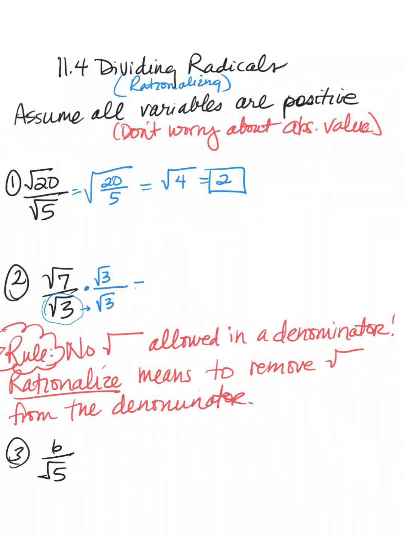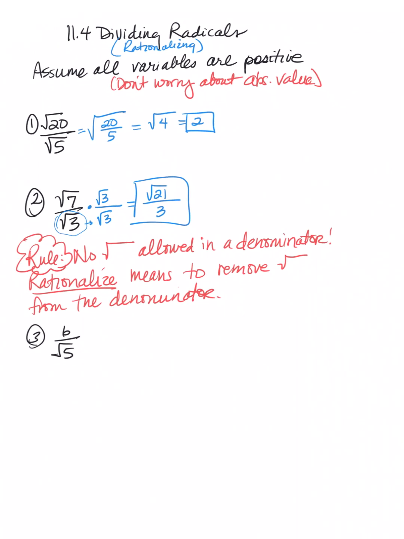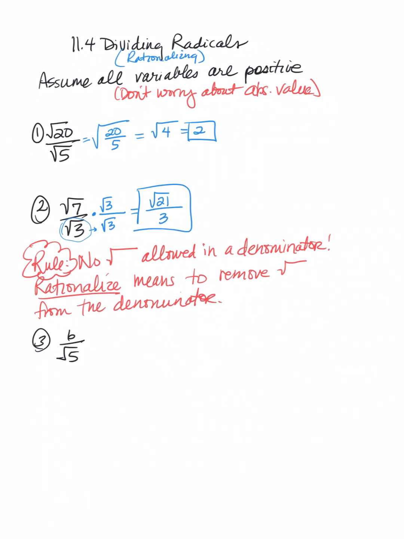So then we complete this. Under the radical, we multiply. We get the square root of 21 over 3. The 3's pop out; there are two 3's and they pop out. Now it is rationalized, and we can move on. So stop and write this rule down: no radicals are allowed in the denominator. To rationalize means to remove the radical from the denominator.